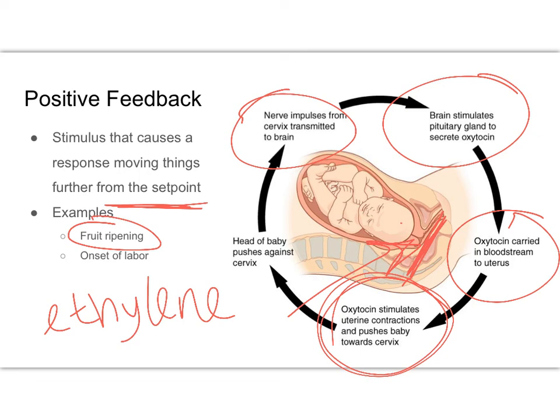Okay, so those would be two examples of positive feedback, the ripening of fruit as well as the onset of labor. So again, it's being able to apply these concepts in different places and in different scenarios, and or being able to write about a particular example of them.